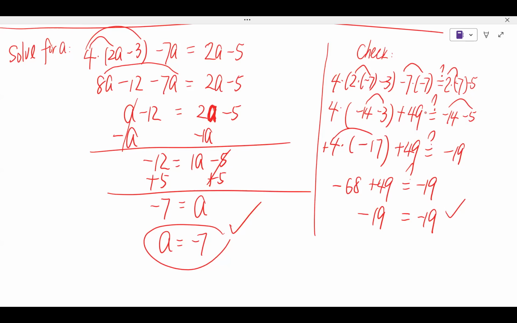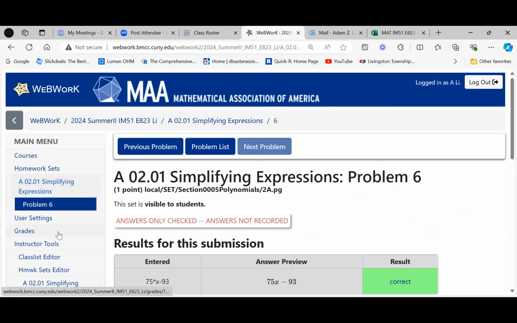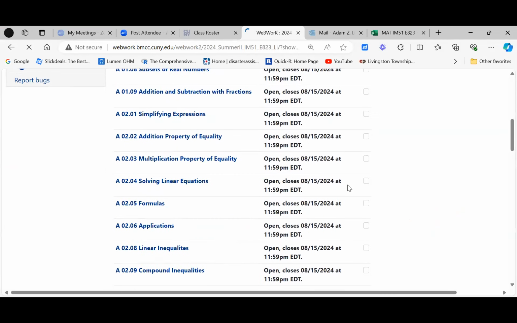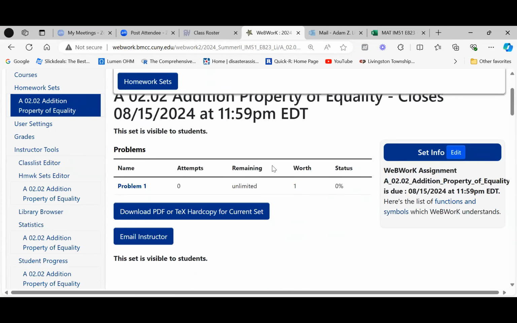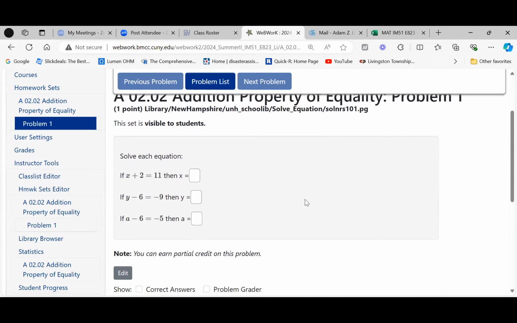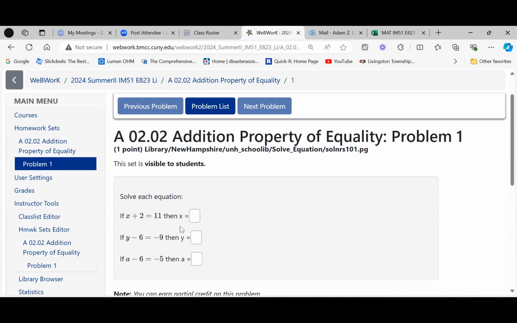Yeah, so now let's get to our homework platform. Let's do some practice on this section, solving the addition property. Let's start with the addition properties. There's only one problem here, so let's do it. Okay, solve each one of the equations, solve for x, y, and then a. Let's do it.